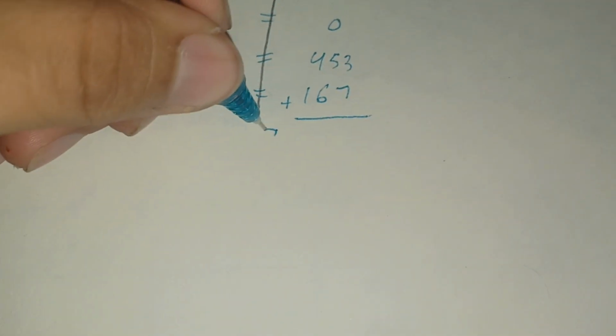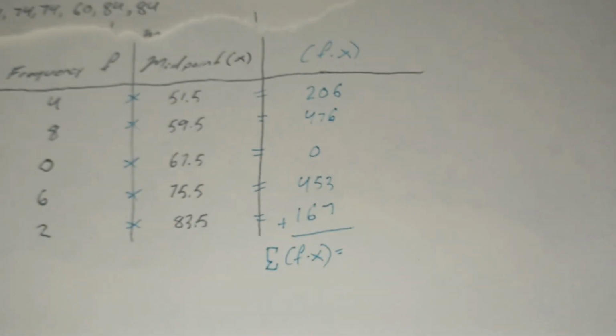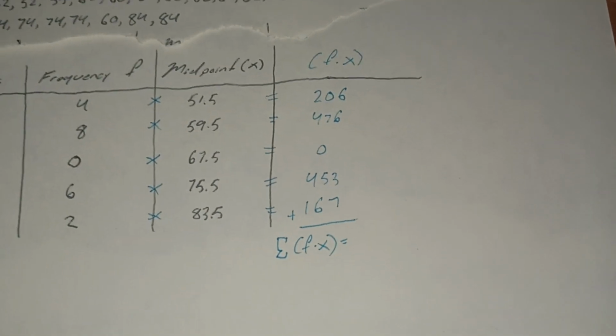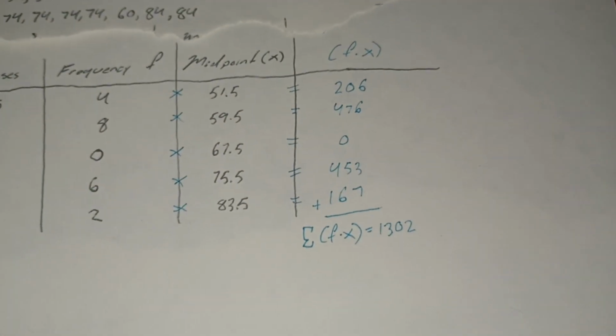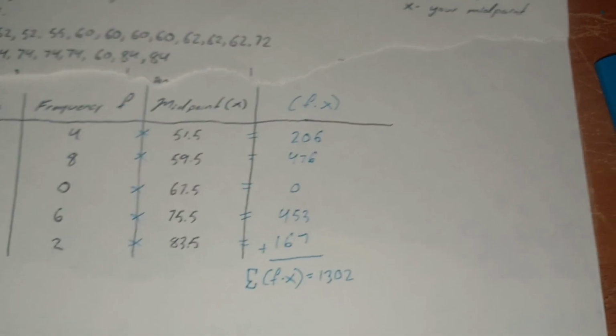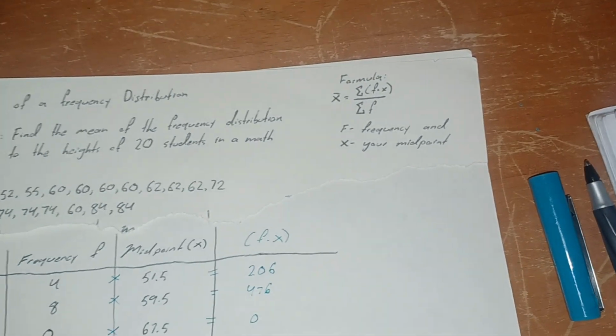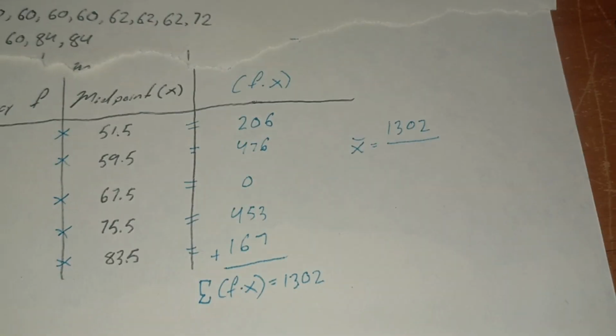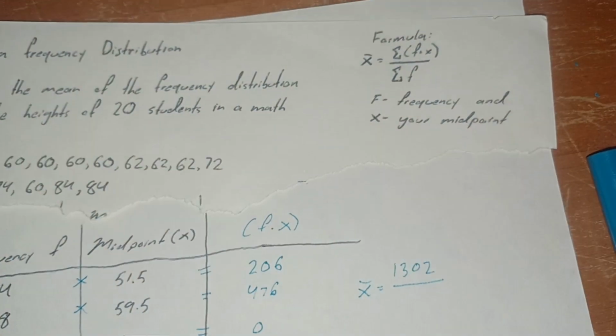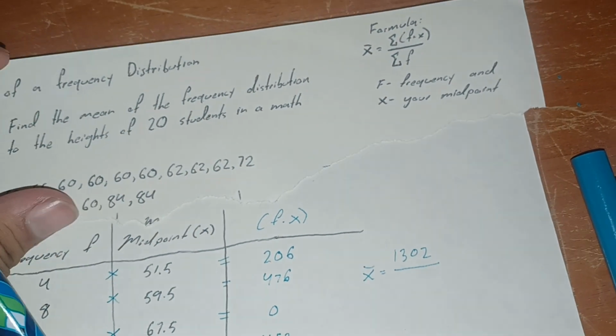So the sum of f times x is equal to... Just add all of these numbers together and we'll come back and see what we got. We should have gotten 1,302 for the sum of f times x. So that's going to be your numerator. We're already done with that part of the equation. So x bar is equal to 1,302 over, and we need to find our denominator, which is the sum of f.